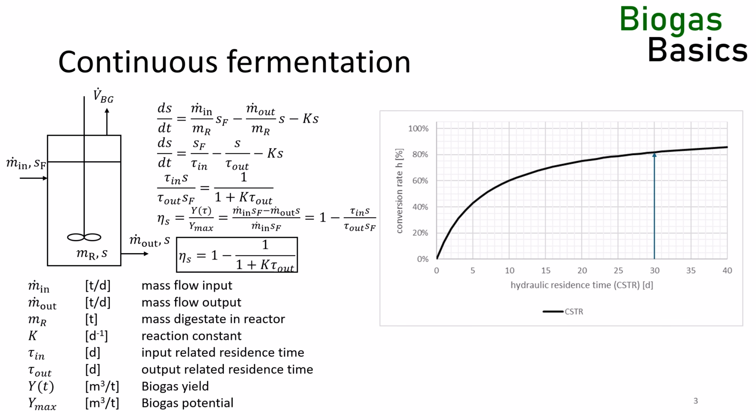at 30 days residence time, the conversion is 1 minus 1 over 1 plus 30 days times 0.15 days to the power of -1, or 1 minus 1 over 5.5, which is 9/11 or 81.82%.